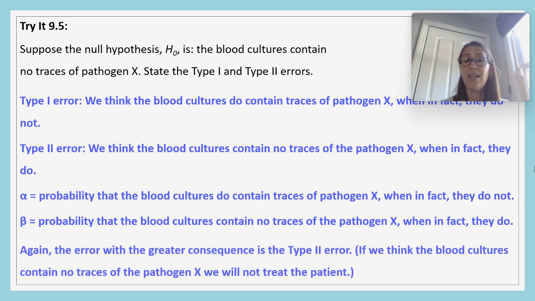So which error has the greater consequence? Again, in this situation, it's the type 2 error. If we think that the blood cultures contain no traces of pathogen X, then we don't treat the patient when in fact they need the treatment.